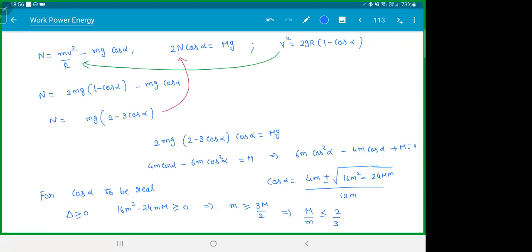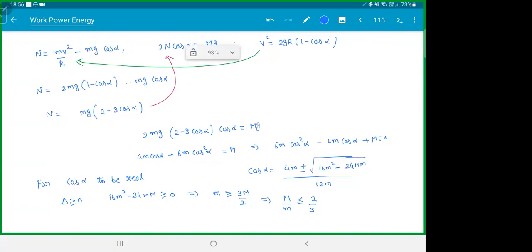The roots have to be real. So if you actually get the first part, you get the second part from there. If the value exceeds 2 by 3, do whatever you want, the sphere will never lift off. That is the meaning of that statement. If M by m is greater than 2 by 3, the semicircle will never lift off the ground.